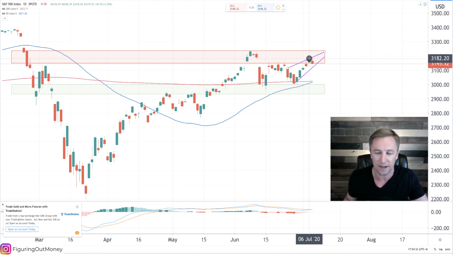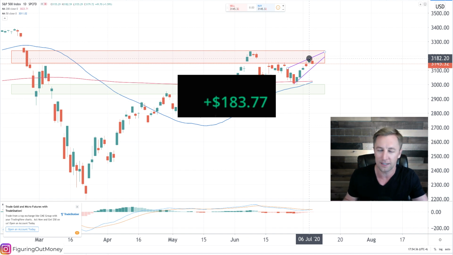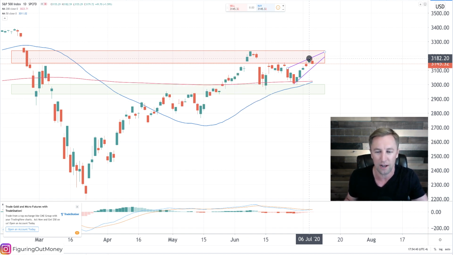So at this area right here, as you can see, I'll throw up a little screenshot. I did buy a small position on a short, selling the rip into this, a couple contracts resulting in about 30% profit. Nothing crazy though, right? It was about 180 bucks. Nice little trade for just the day.